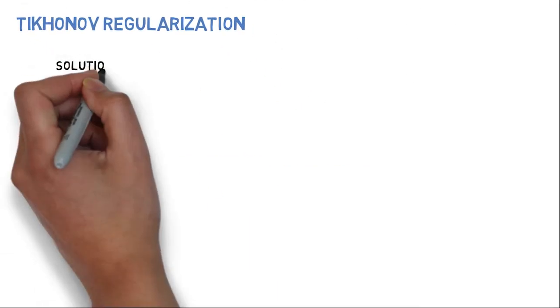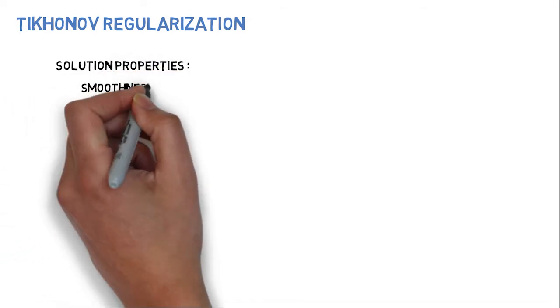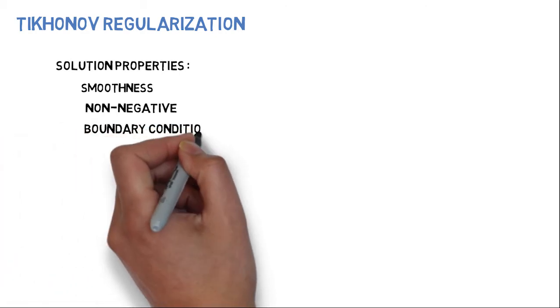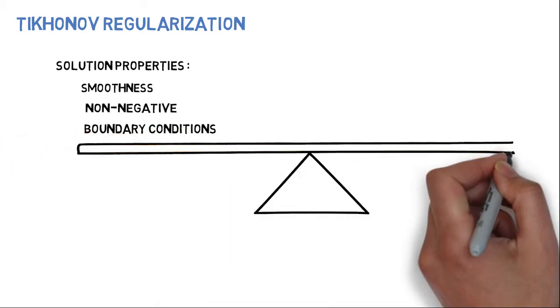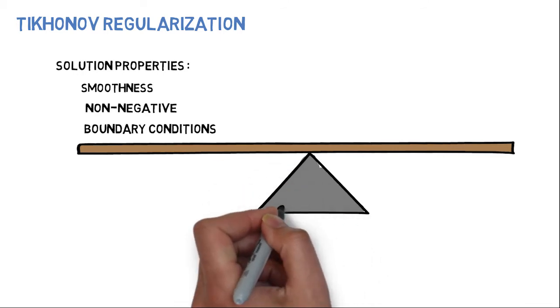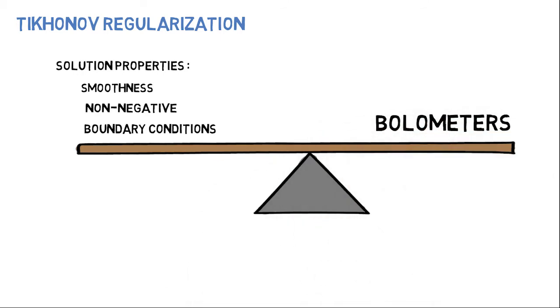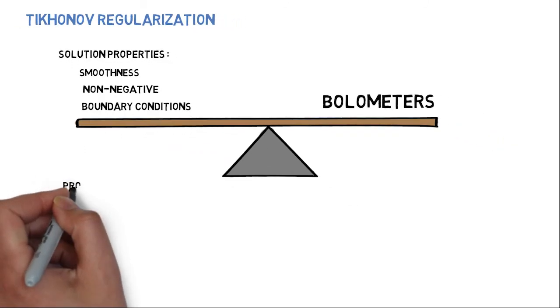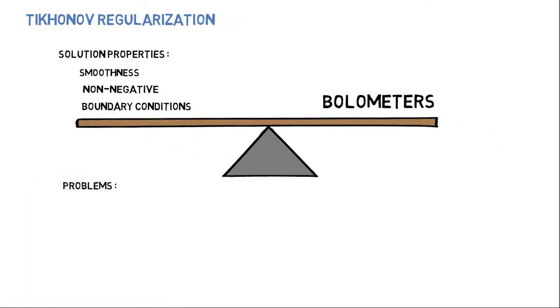We might say that we want the solution to be smooth, meaning neighboring pixels should have similar values. Also, physically, it makes no sense for pixels to have negative values and for radiation to come from outside the vacuum chamber. Tikhonov regularization will then use this a priori knowledge to find the solution that best balances this info and the measurements from the bolometers. It is, of course, necessary to understand which conditions are valid and how to balance them.